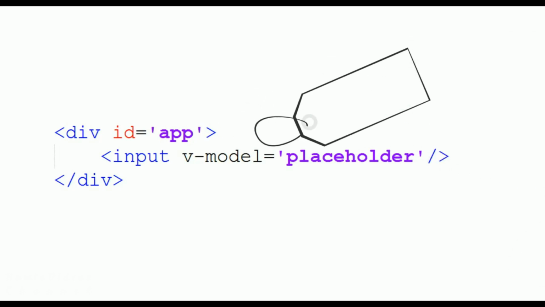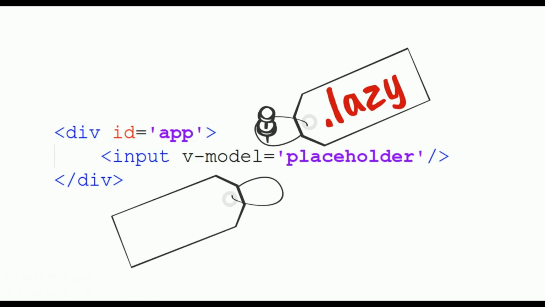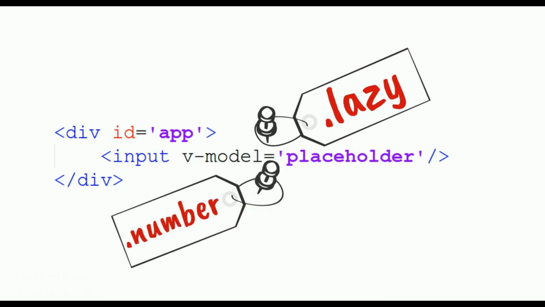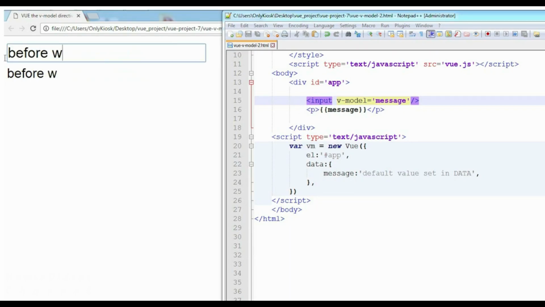Lazy and number are modifiers added behind the v-model directive. They can help us control the behavior of the input box. First, let's try the lazy modifier. So, what can it do for us?